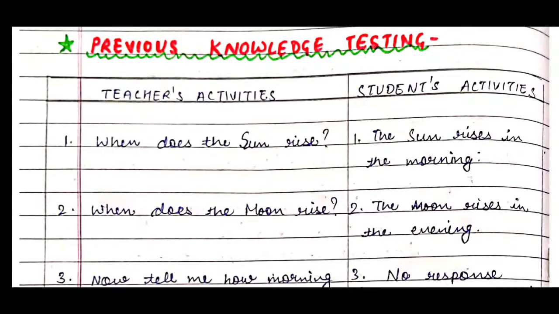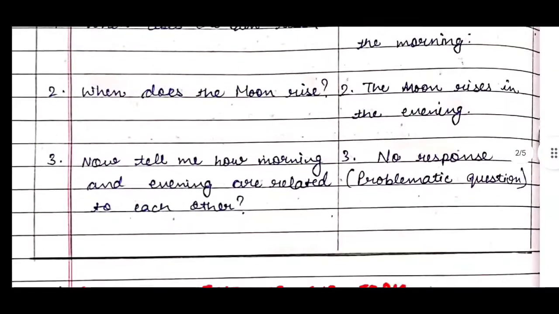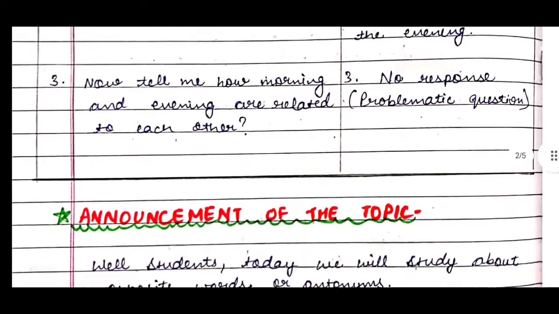First question is, when does the sun rise? So they'll answer, the sun rises in the morning. Then we'll ask them, when does the moon rise? So they'll say the moon rises in the evening. Then we'll ask them, now tell me how morning and evening are related to each other. So there would be no response and that's a problematic question. So that is what leads to our topic.